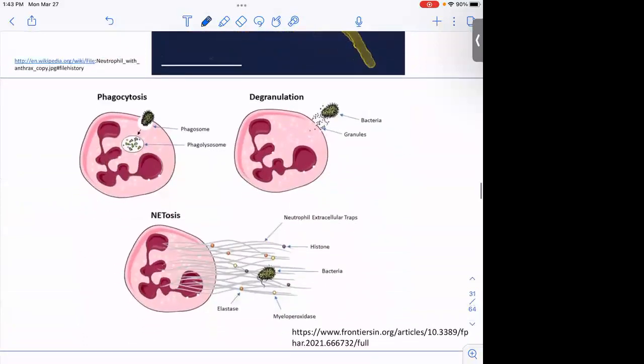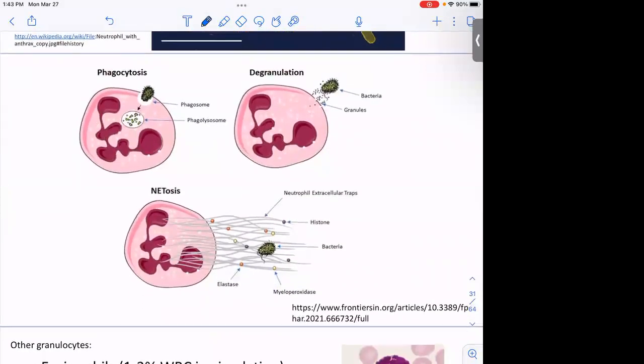And then this is just another graphic that shows the 3 different ways that neutrophils are acting: by phagocytosis, by degranulation, and here they call it netosis. Okay, neutrophil extracellular traps. There's some proteases that we didn't really talk about that are associated with that expunged DNA.